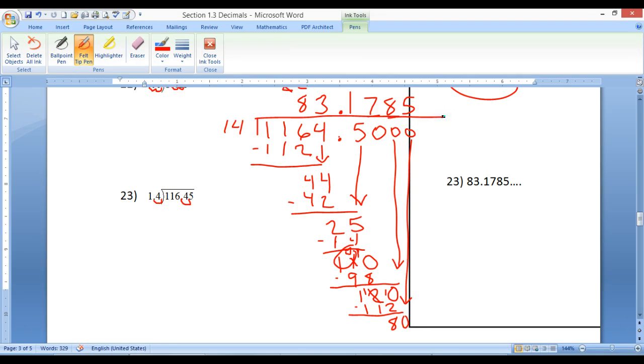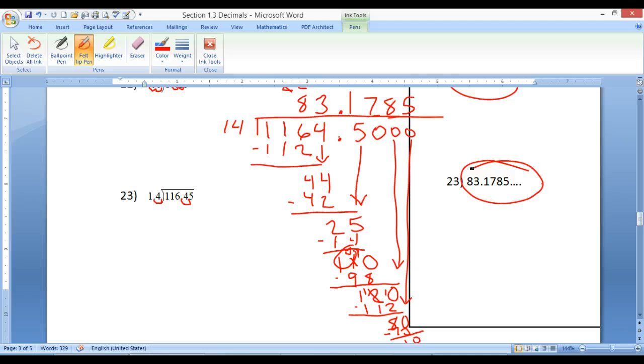5 times 14 is 70. Subtract is 10. I'm running out of room, and because I'm running out of room, we can see there isn't a pattern going on here. We're getting different numbers every time. So this is a non-repeating, never-ending decimal. So I'm going to just put the ellipsis, just to say this keeps on going. There we go.